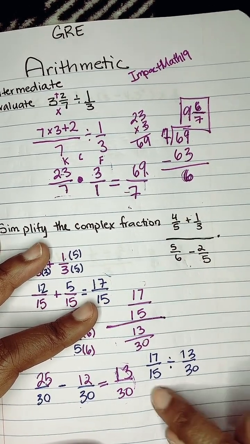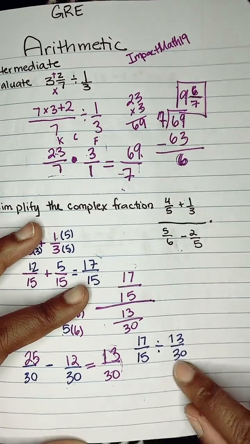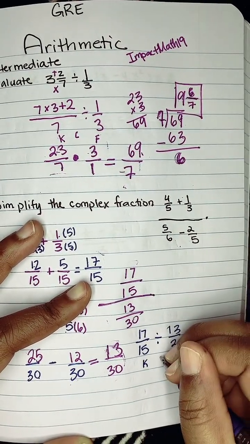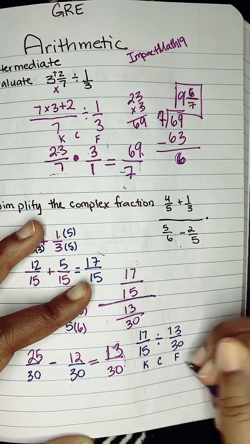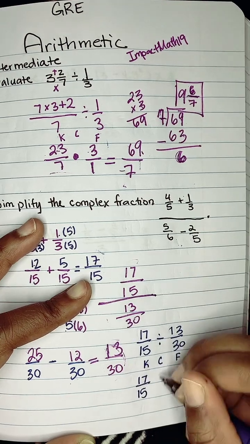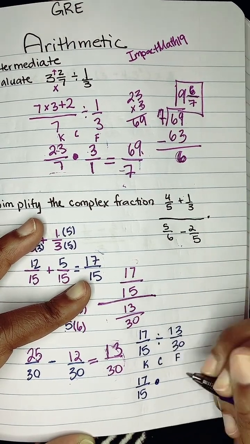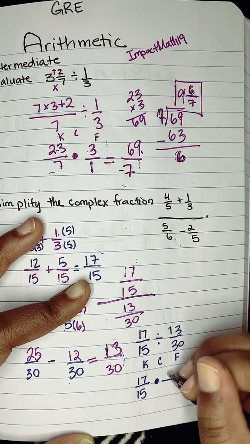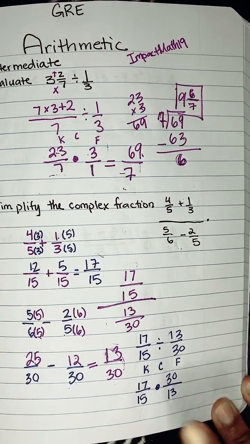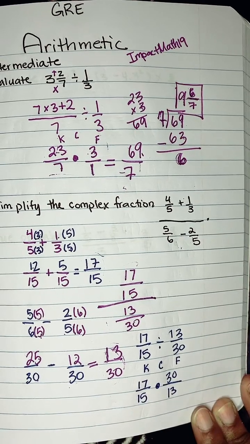Now this looks a little bit better for my brain to comprehend, because now I can do keep, change, flip. So I'm going to keep this 17 over 15 the same. I'm going to change this to multiplying, and then I'm going to flip this to 30 over 13. Any questions on this part?